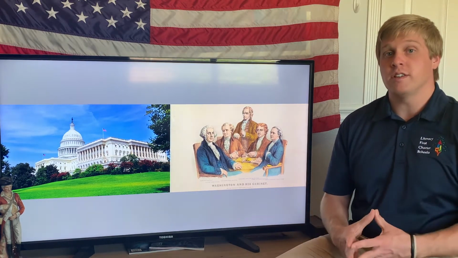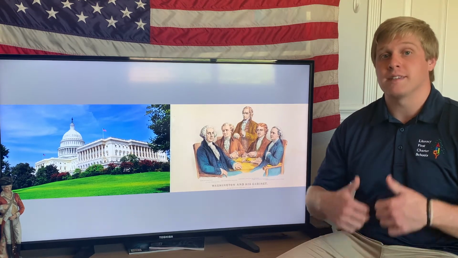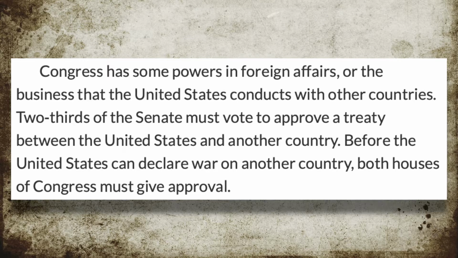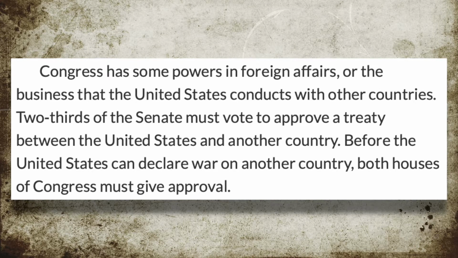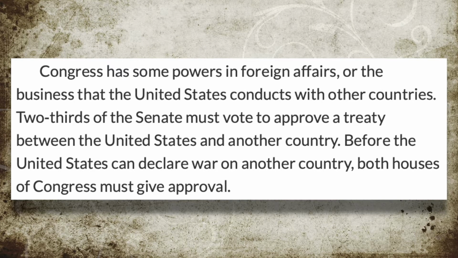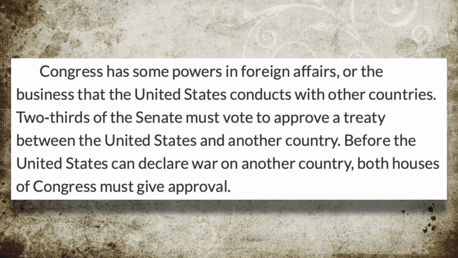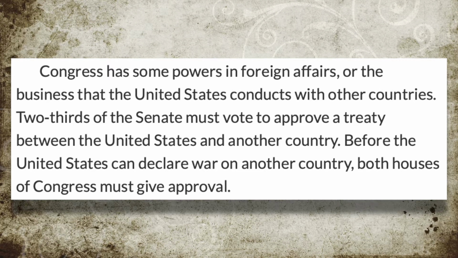But in addition to dealing with things inside the US, the legislative branch also deals with things outside of the US. Congress has some powers in foreign affairs, or the business that the United States conducts with other countries. 2/3 of the Senate must vote to approve a treaty between the United States and another country. Before the United States can declare war on another country, both houses of Congress must give approval.